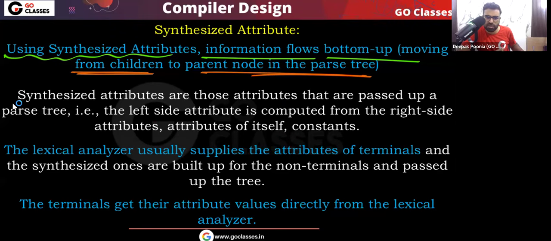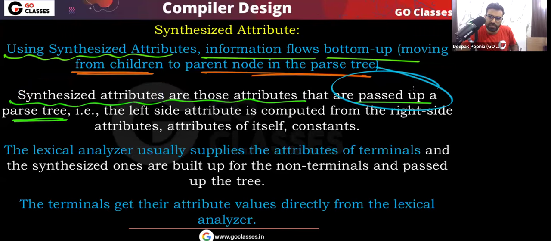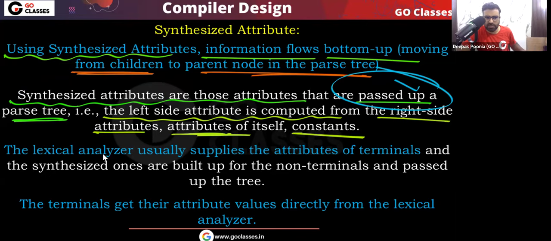Very simple. So synthesized attributes are those attributes that are passed up a parse tree. Means they go from children to parent. We compute the synthesized attribute from children to parent. That is what is written here. You can see the left side attribute is computed from the right side attributes, the attribute of itself and constants. This is the definition of synthesized attribute we have already seen.